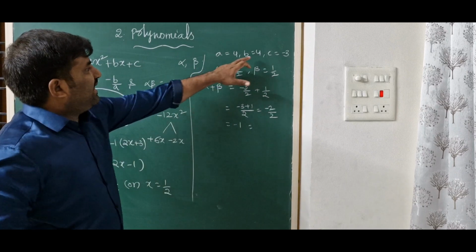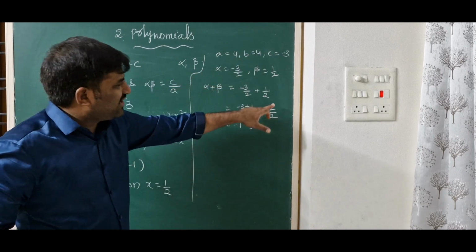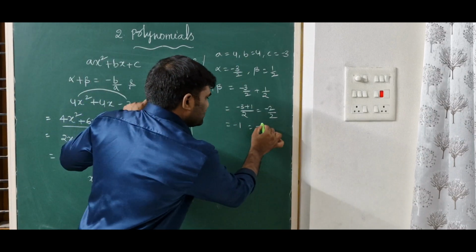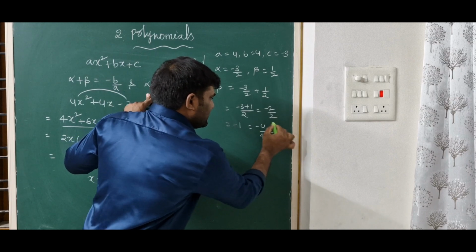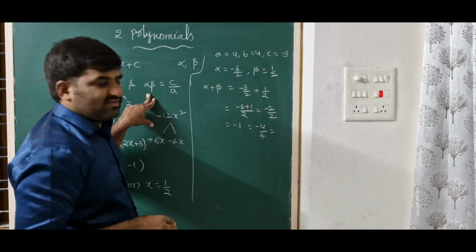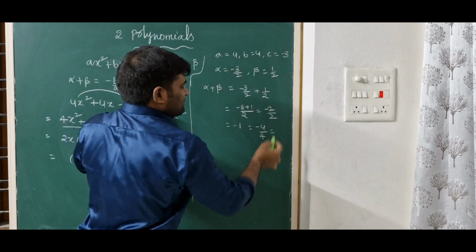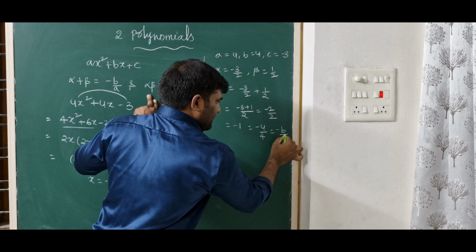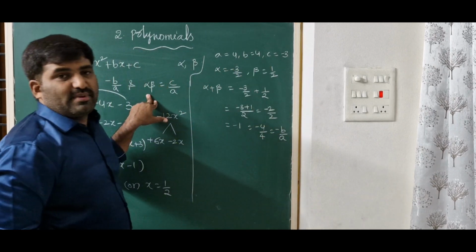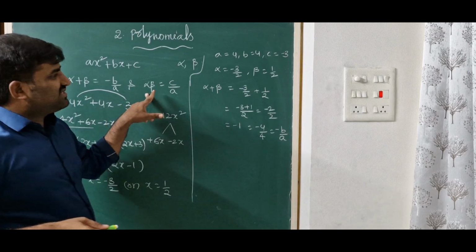But the b and a values are not in terms of 1 or in terms of 2. This value I am writing as minus 4 by 4, because minus 4 by 4 is also equal to minus 1. Why am I writing minus 4 by 4? The a and b values are in terms of 4. That's why we now get minus 4 by 4 as minus b by a. This is the sum of zeros.